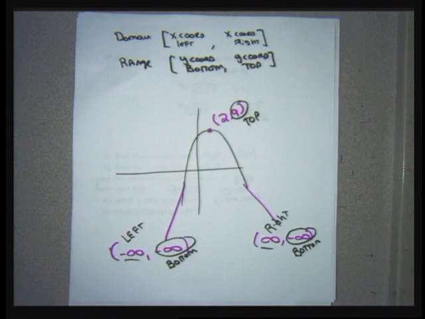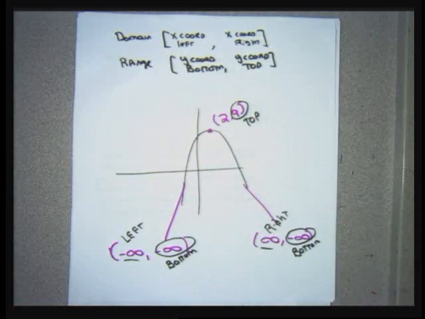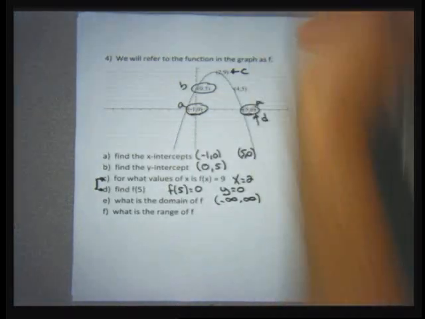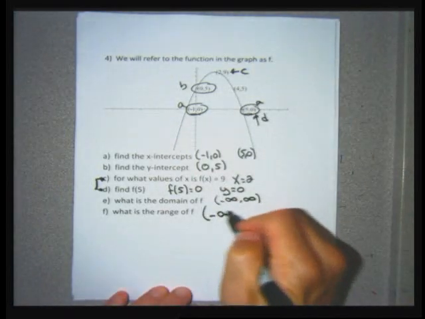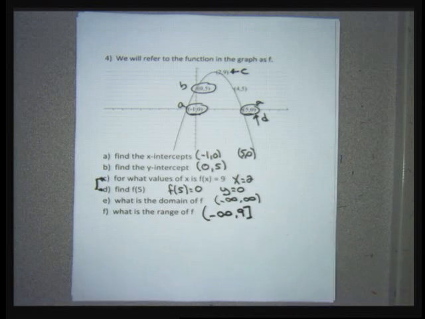Infinities get round brackets, so I'm going to go round bracket negative infinity, comma 9, because I'm going y coordinate bottom to y coordinate top as I do my range. So I'm going to go negative infinity, comma 9. The 9, because it's physically on the graph, should get a square bracket. The infinities, because they aren't points on the graph, they're just where the graph heads to, should get round brackets.